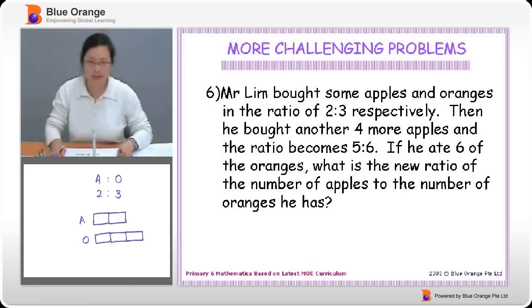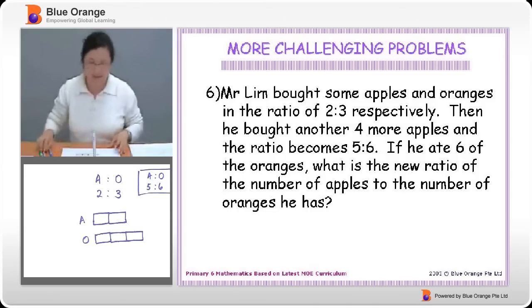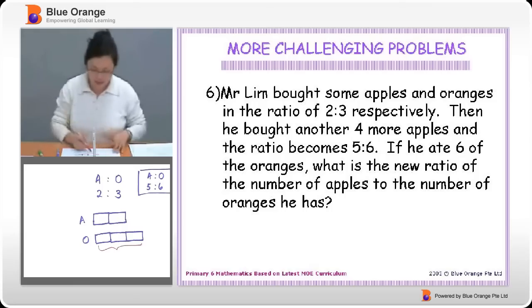Now in the second sentence, we are told that he bought another 4 more apples. So we are just going to look at the apples first, because the oranges would not have changed. But if you look at the new ratio, apples to oranges becomes 5:6. Again, you look at the size of the oranges, it should be 3 parts, but in the new ratio you are given a 6.